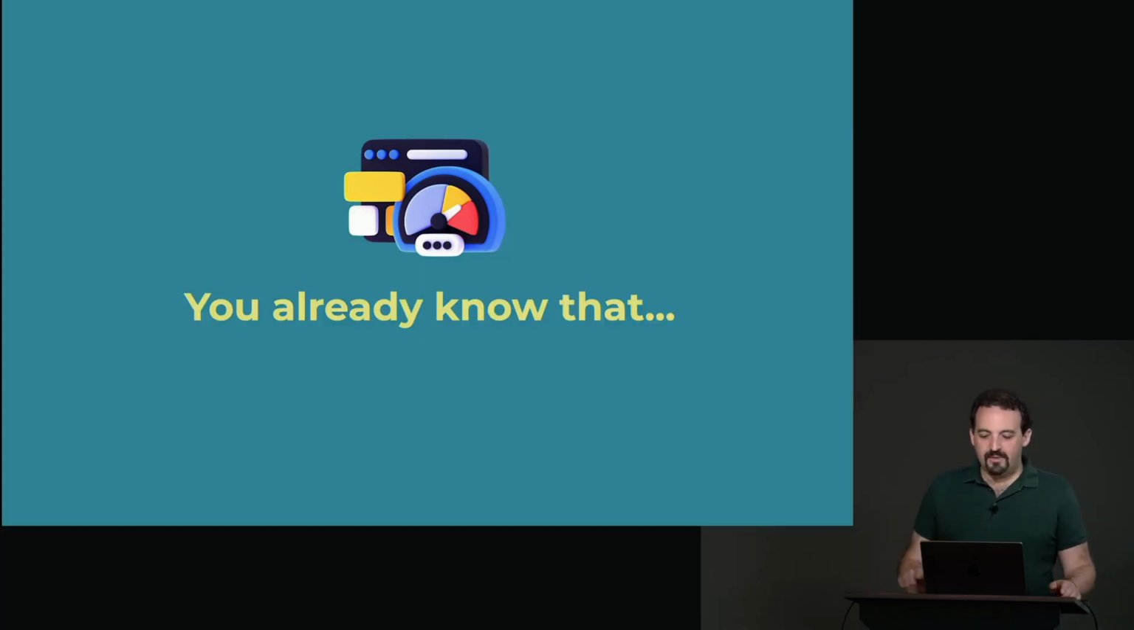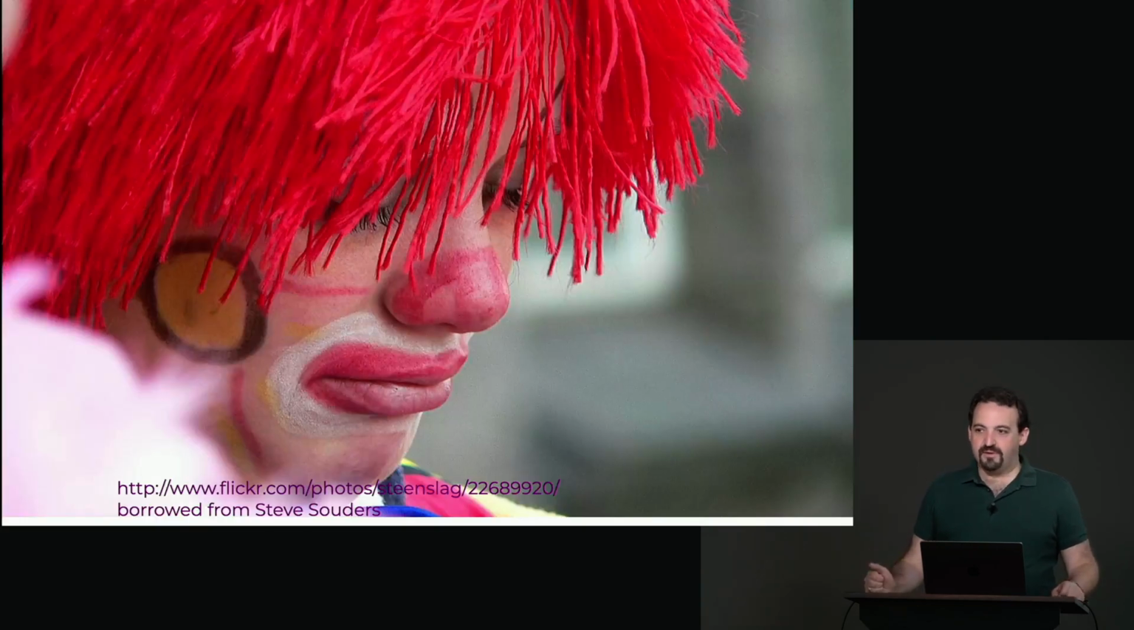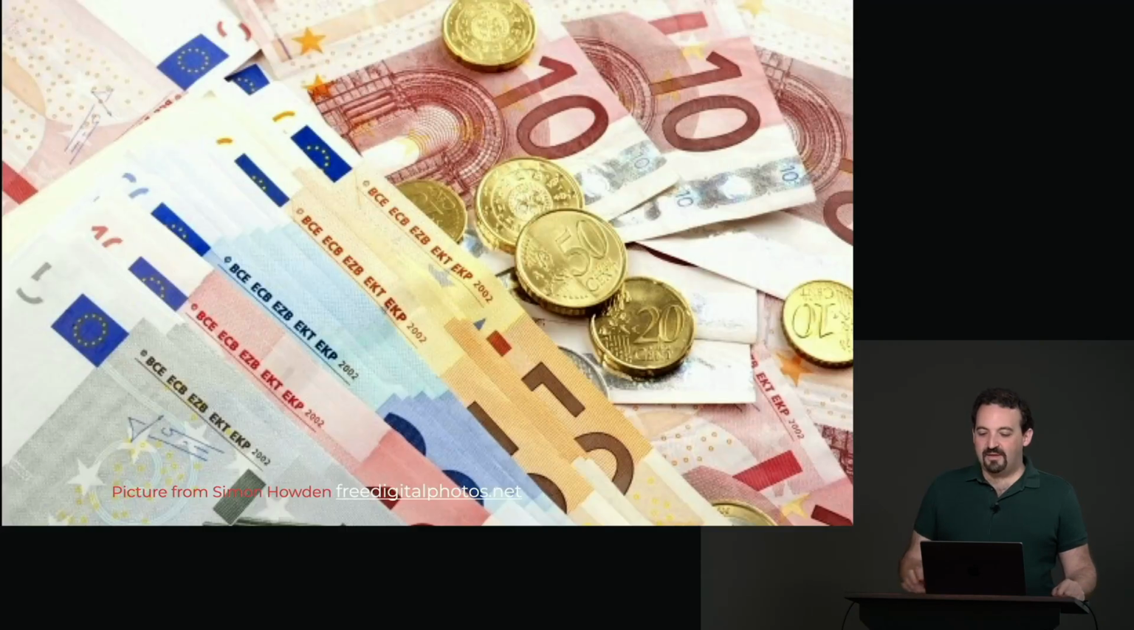So what's the problem? If you're here, in this advanced web performance workshop, you already know some things. For example, you already know that your users are actually sad. You already know that you're losing money. Maybe not you, maybe the company you're working for or the customer that you're making websites for. But someone is losing money.